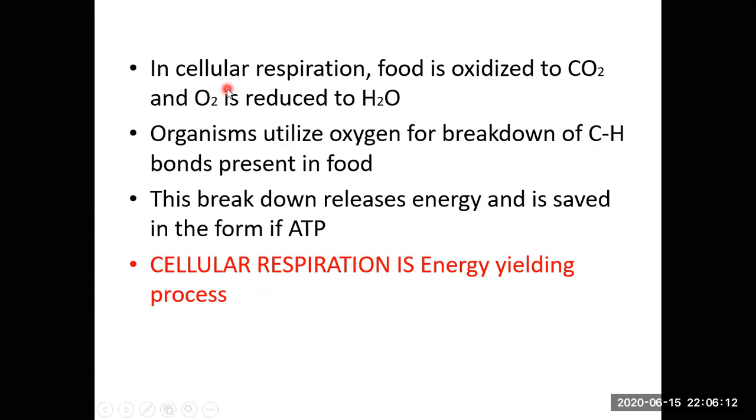All right, in cellular respiration, food is oxidized to carbon dioxide and oxygen is reduced to water. Organisms utilize oxygen for breakdown of carbon hydrogen bonds present in food. Organisms break carbon hydrogen bonds which are present in food. I'll explain it later. This breakdown releases energy which is saved in the form of ATP. Hence, we can conclude that cellular respiration is an energy yielding process.